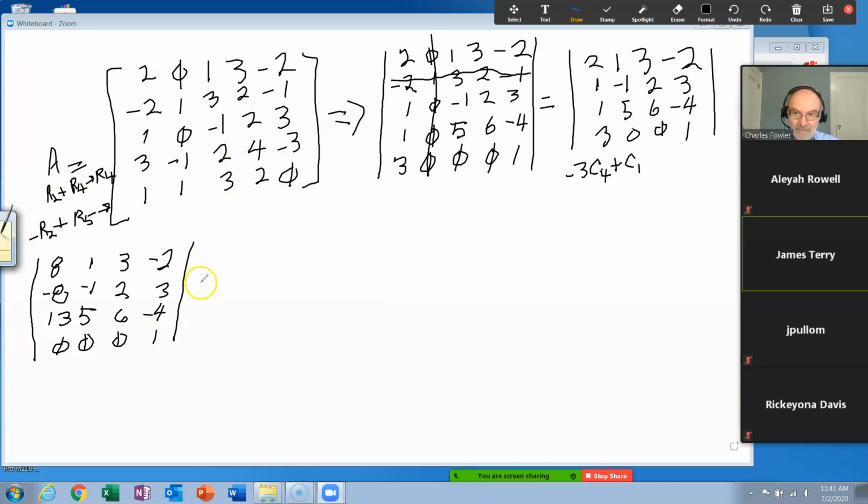So that will become, and these are determinants, so I can write this 1 times, and I'll wipe out this row and that column, and it'll leave me this determinant. 8, 1, 3. I'm going to repeat the 8 and the 1, and then a minus 8, negative 1, 2, and repeat the minus 8 and a negative 1.